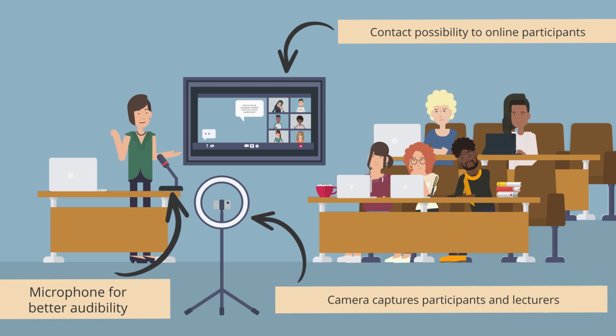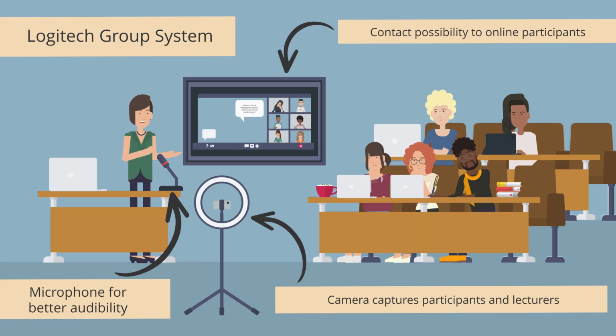A technical solution that includes a camera, microphones, and speakers is the Logitech group system. Depending on the desired scenario, the system can also be expanded, for example with extension microphones or a 360-degree camera that automatically follows the person speaking.